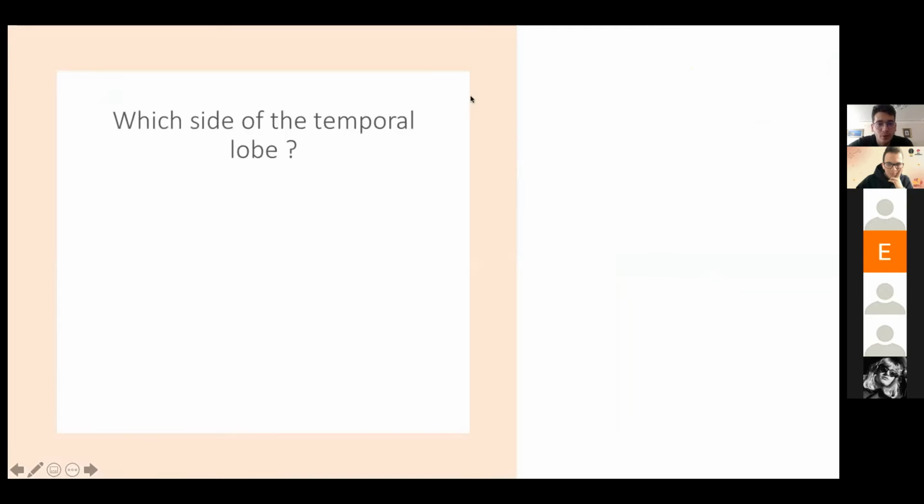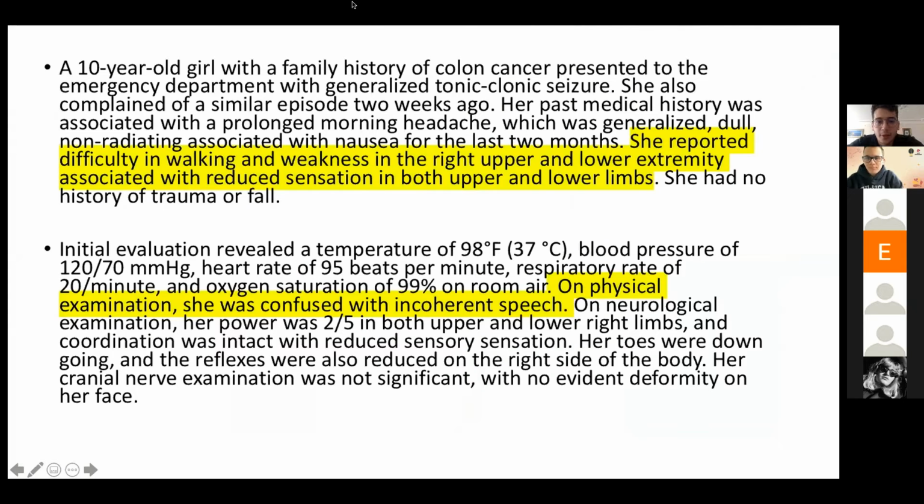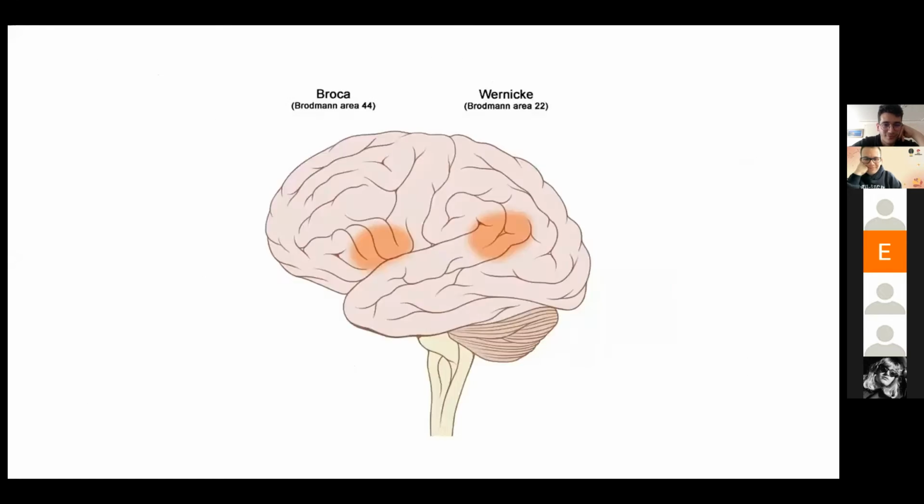And which side of the temporal lobe? We don't have a poll about that, you can just say directly. Left side? Why do you think that? Because the left side has to do with speaking in general, so I think it would be rational to think that it's the left side. It's speech, so it's aphasia, that's why it's the left side.